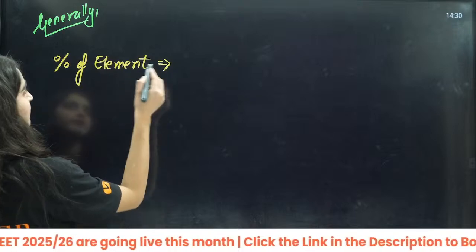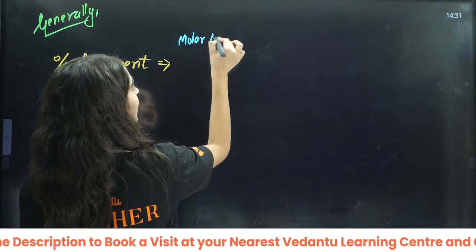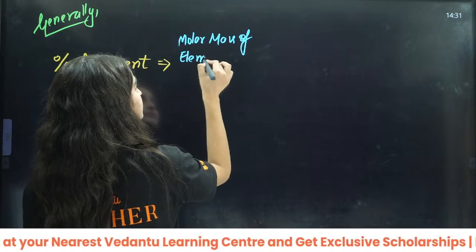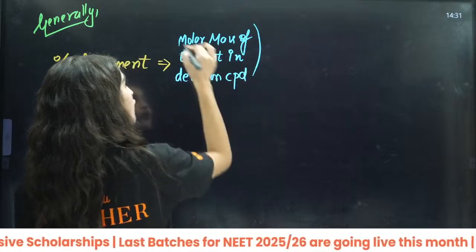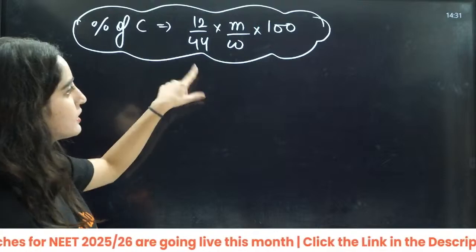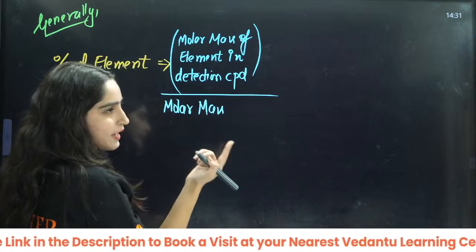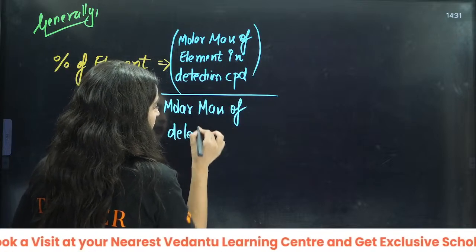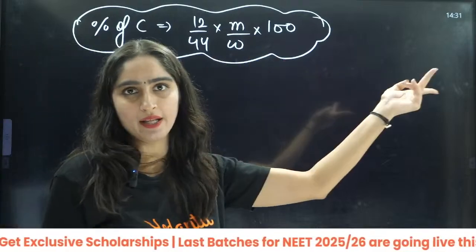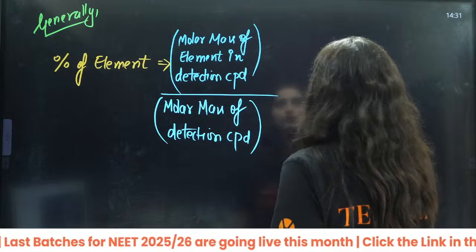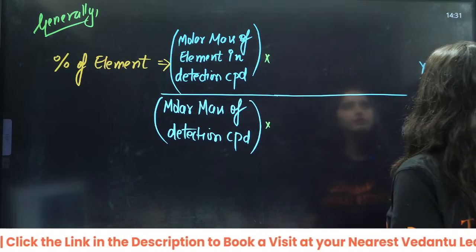So what will you write? In general you will write: molar mass of element in detection compound, divided by molar mass of detection compound. We know the detection compound was carbon dioxide. Now what is M by W? You can take any symbol. Multiplied by 100 here. This will be M by W.